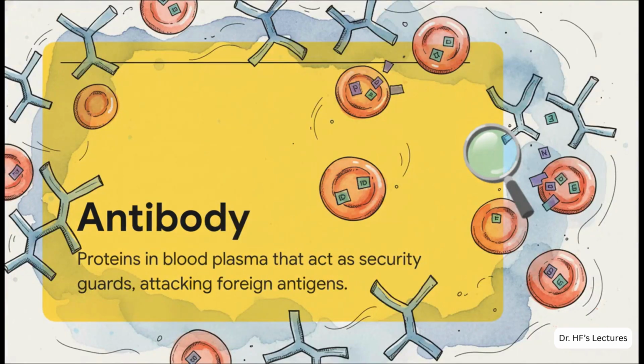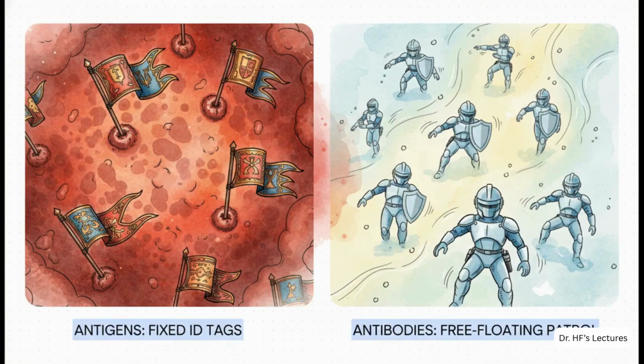And next, meet the security guards. These are your antibodies. Now, they patrol the liquid part of your blood, the plasma, and they have one job and one job only: to hunt down and attack any red blood cells that have a foreign ID tag, one that doesn't belong. So this is the really crucial thing to remember. Your antigens, the ID tags, are literally attached to your red blood cells, but your antibodies, the security guards, are free-floating in the plasma, always on patrol, always looking for invaders.